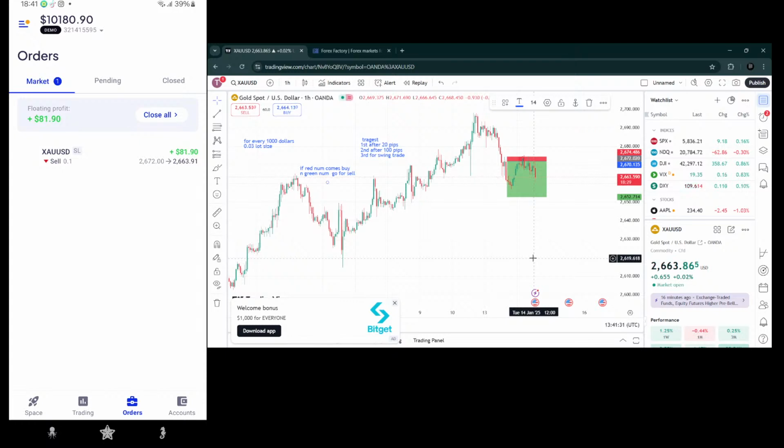So it's up to you. I am telling you how I do trade, how I make my setups, how I make my targets. And you can see here the first target is 20 pips, the second is 100 pips, and the third is swing trade. Not every day you make profits. There will be some days.